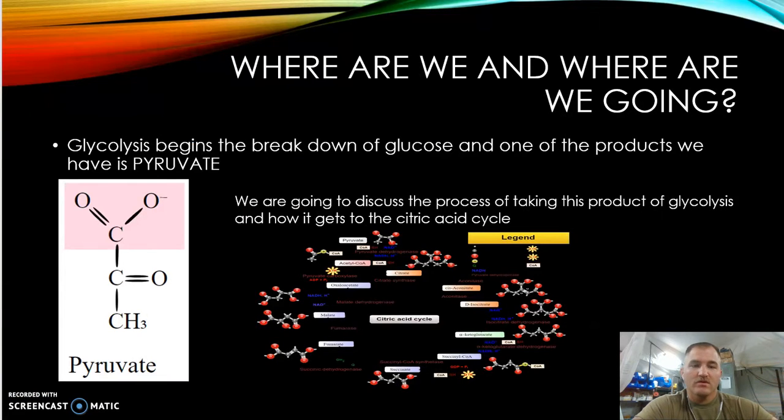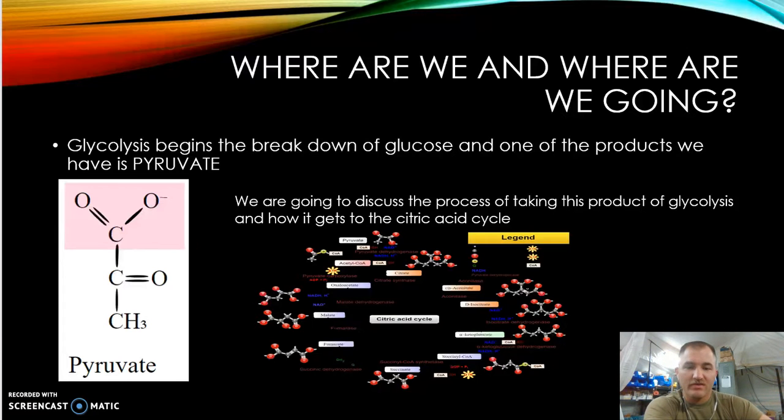So here we go. Where are we in this process? Where are we headed? Glycolysis begins to break down glucose, and one of the products we have is pyruvate. So on the left there you can see a pyruvate molecule. In the red you can see a carboxyl group. It's highlighted red because that's the part that's going to break off once we get started.